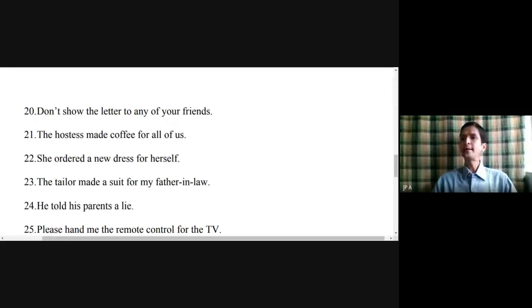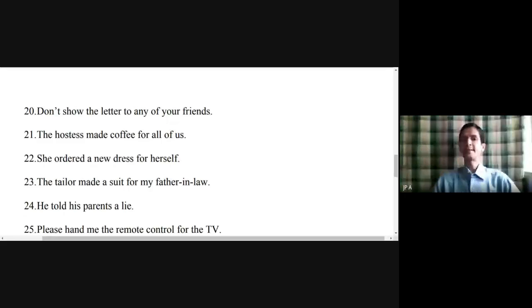The next one, please hand me the remote control for the TV. Hand me എന്ന് പറഞ്ഞാൽ give me എന്നാണ്. Please hand me means please give me the remote control for the TV. So the verb in this sentence is hand. ഇവിടെ കൈ എന്നുള്ള അർത്ഥത്തിലല്ല, തരുക എന്നുള്ള അർത്ഥത്തിലാണ്. ഹാൻഡ് എന്ന് പറഞ്ഞാൽ ഇവിടെ വെർബാണ്. Hand is the verb.